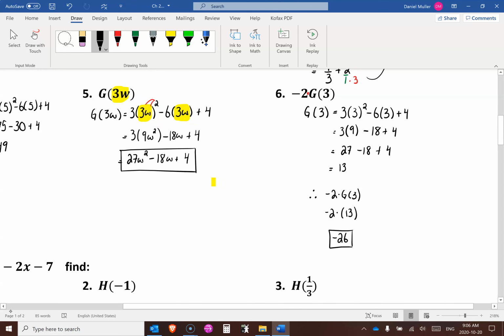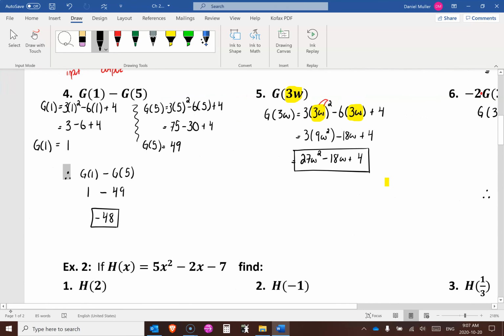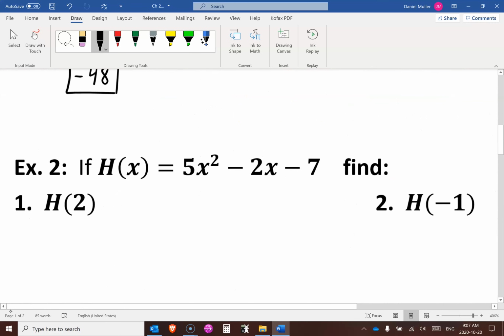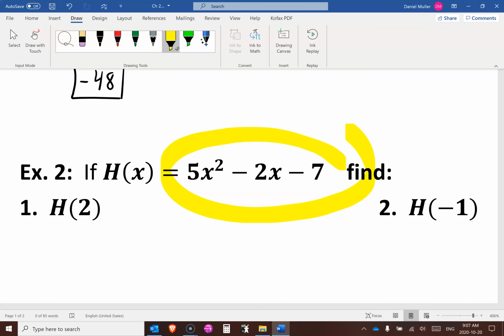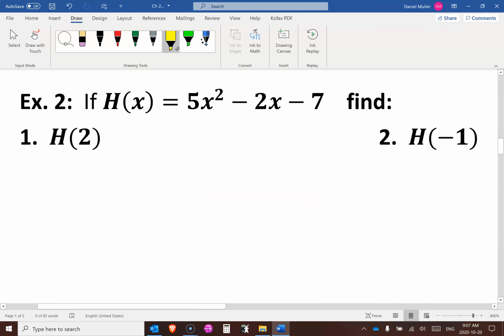Let's continue on here and do a couple more questions. Now we have h of x. Now h of x is a different equation. 5x squared minus 2x minus 7, but the idea is still the same. We're going to have an input.